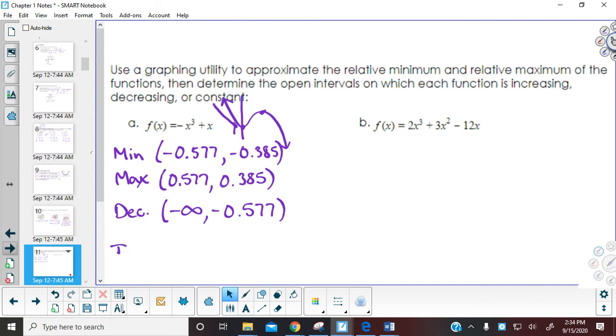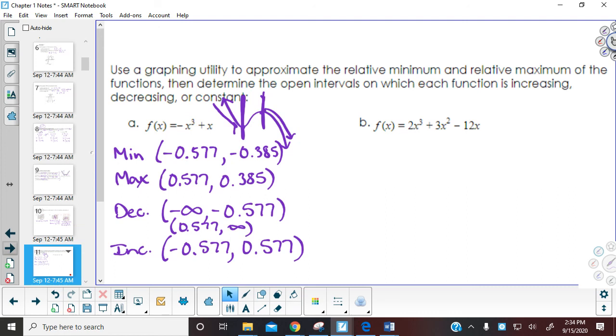And then it's going to switch to be increasing from that minimum to that maximum. So again, we're going to have a negative 0.577, and then that x value of that point is going to be 0.577, so the positive version of that. Okay, and then again, as you look, it switches as you go back down from that point. So we're going to decrease, and I'm going to throw this other value right here, but it's going to be 0.577 to positive infinity. So as you're looking at increasing, decreasing values, you're always using your x values.